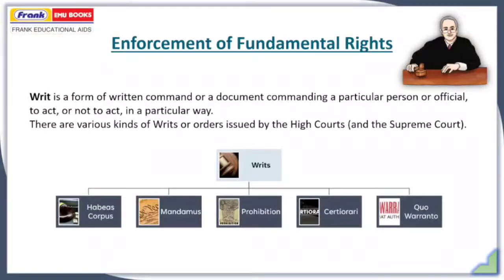Now I tell you a fact that the Supreme Court can issue writs under Article 32 in the cases that are related to the violation of fundamental rights only. So the Supreme Court can issue writs in the matters which are related to the fundamental rights only. Whereas the High Courts issue writs under Article 226, and it has a wider power because the High Court can issue writs in fundamental rights and other matters as well. So we can say that the power of issuing writs of High Courts is wider than that of the Supreme Court.